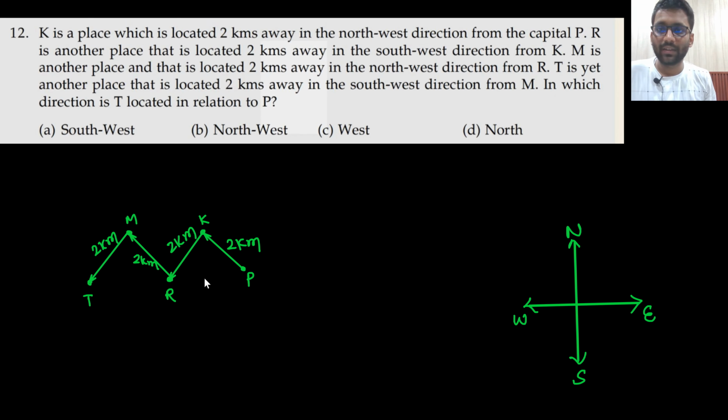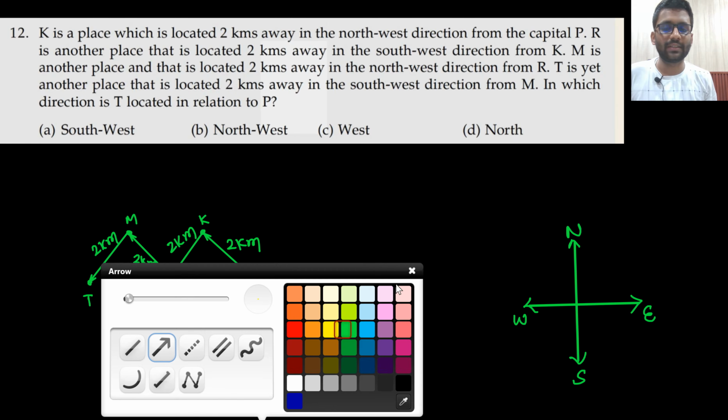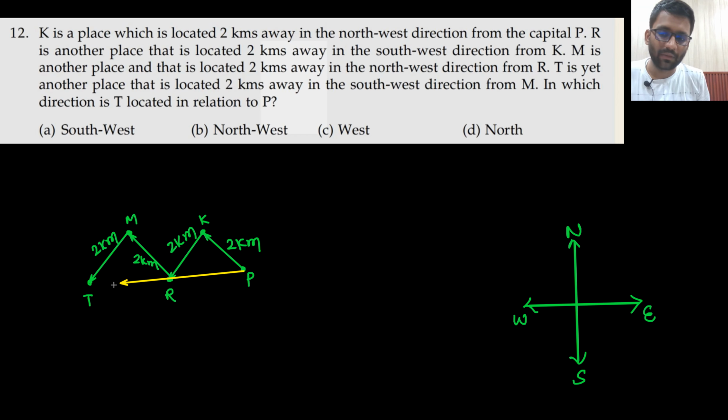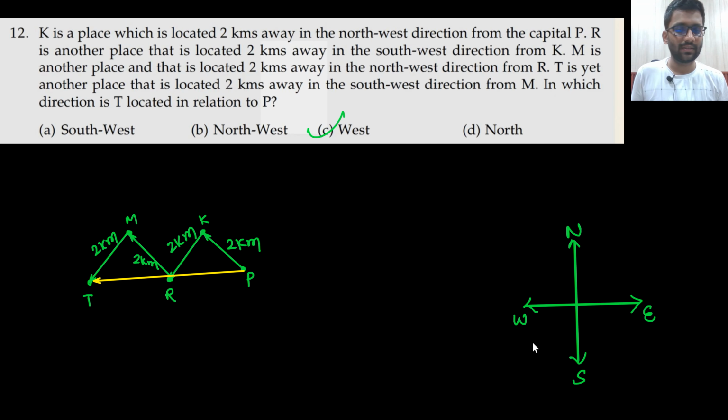In which direction is T located in relation to P? With respect to P, where is T? So this is the direction. And what is this direction? This direction is west. So the answer is west. With respect to P, where is T? In this direction it is. So that is west. That's it. Right? So it was a very easy question.